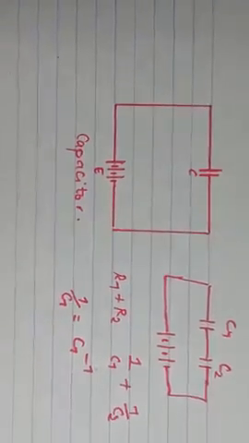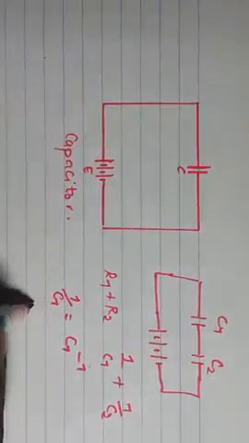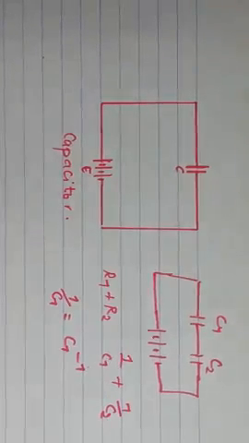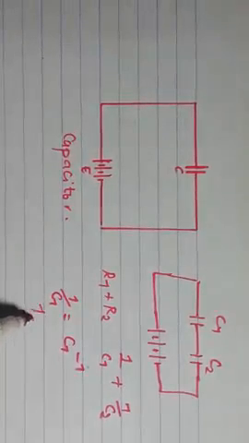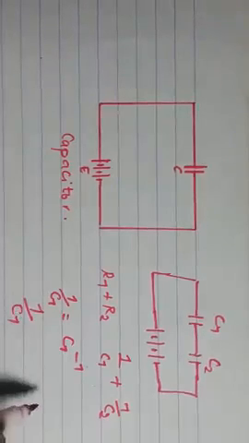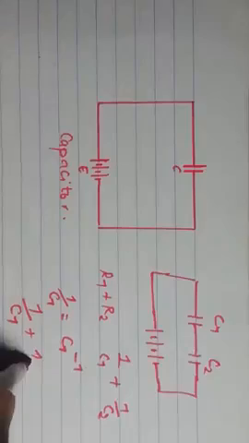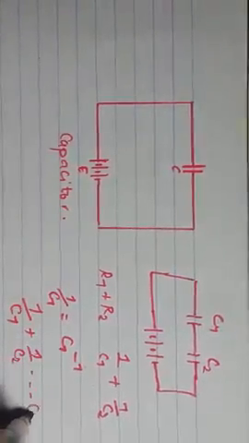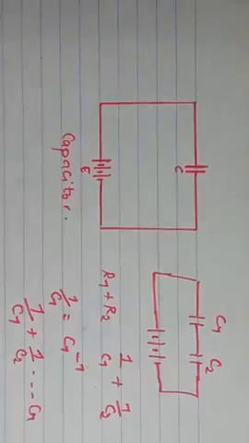What am I trying to say? I'm trying to say that when capacitors are connected in series, we simply take the inverse of each capacitor, 1 over C1 plus 1 over C2, till the end.